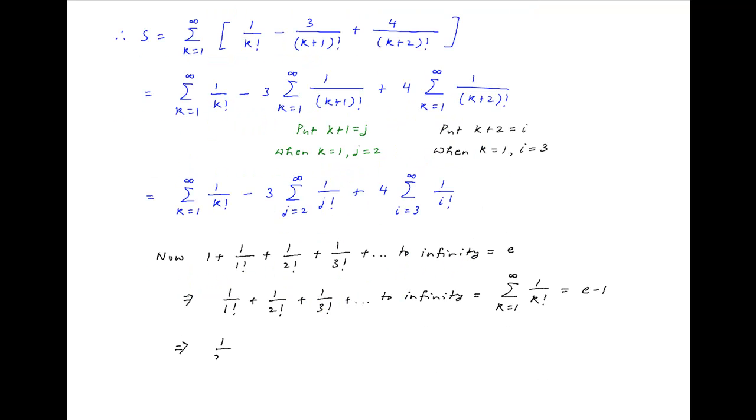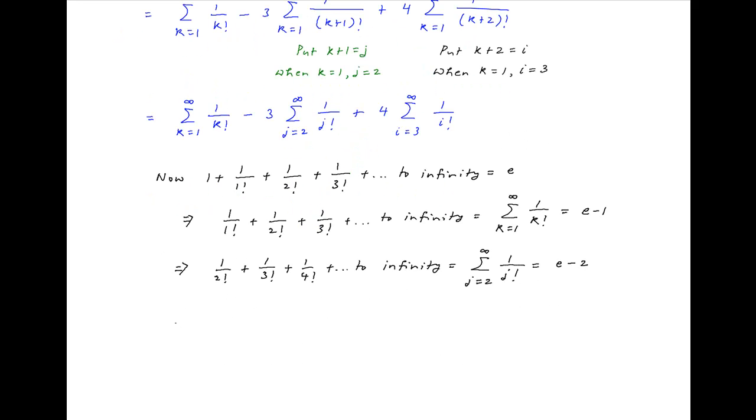This also implies that 1 upon 2 factorial plus 1 upon 3 factorial plus, and so on to infinity, which can be expressed as summation j going from 2 to infinity 1 upon j factorial, is equal to e minus 1 minus 1, which is equal to e minus 2.